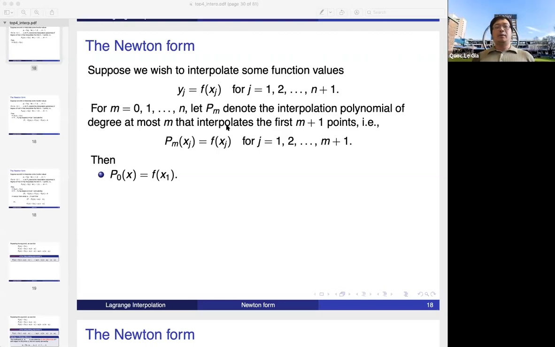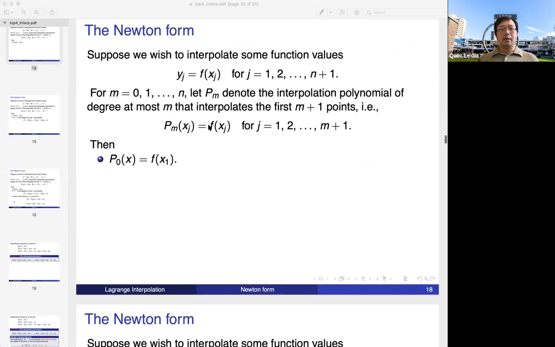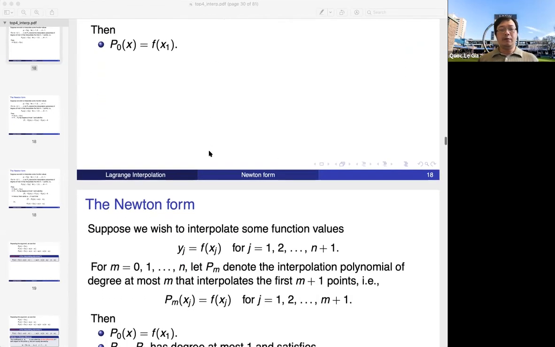Okay, good morning, everyone. So last time we started talking about the Newton form of the interpolation polynomials. The Newton form is, in summary, of this form.